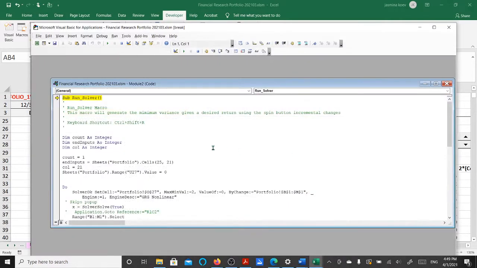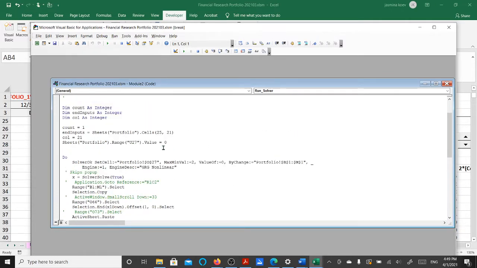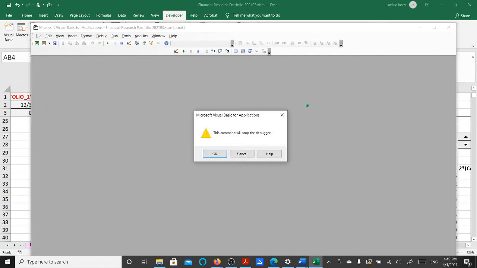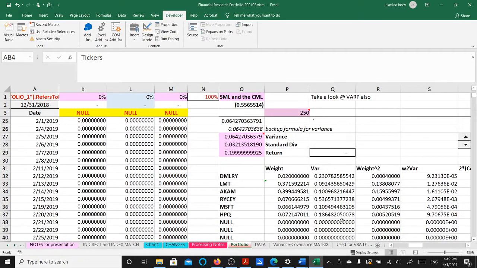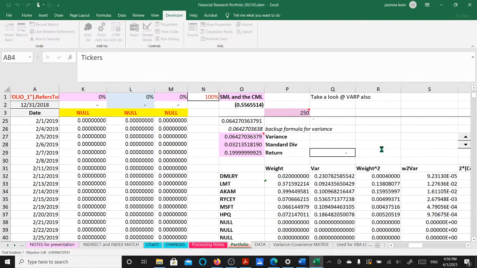Actually, let me step into the macro. Here's our macro. This will run the solver 420 times. I'm gonna go over this macro in the next tutorial. This is just a quick overview. Run solver. And we're gonna give this about 5 minutes.